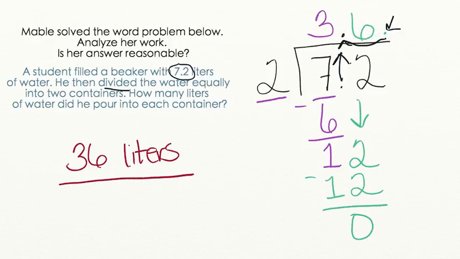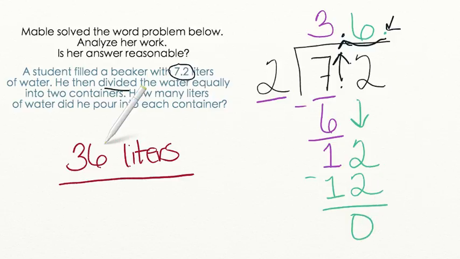Let's go through and check her work just to make sure there aren't any more errors. 2 can go into 7 3 times. 2 times 3 equals 6. We subtract 7 minus 6 and we get a remainder of 1. She then brought down 2 wholes. 2 can go into 12 6 times. 2 times 6 equals 12, and she zeroed out her equation.